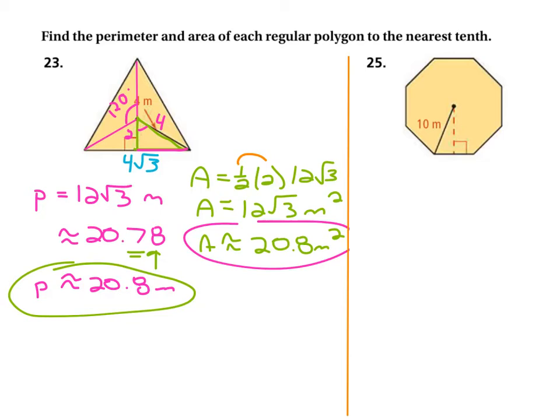So let's take a look at this number 25 right here. And I'm going to draw this other radius here. And what we're going to do with that is figure out, okay, what's the central angle that we're dealing with on this? That will, of course, split in half at the apothem, but what is it right now? Well, how many different sides do we have?